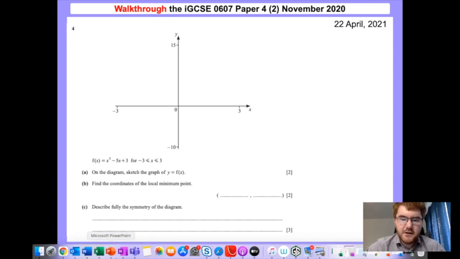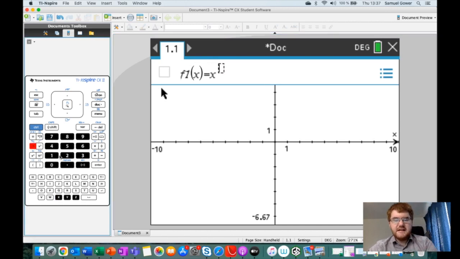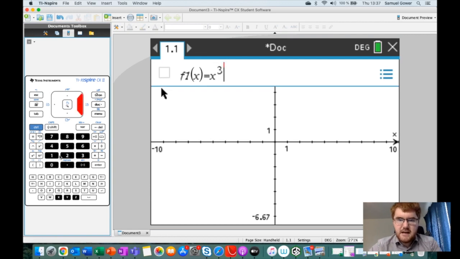So I am now going to open up my GDC. And I'm going to type that function in. So in the graph function here, we just press x cubed. Now the easiest way of doing this is clicking on this button here, giving you the index, and then you can put in the 3. There we go, minus 5x, and then we are going to go to plus 3.